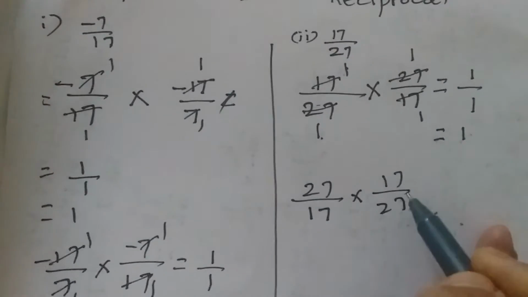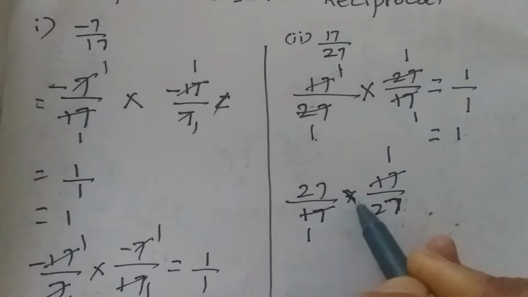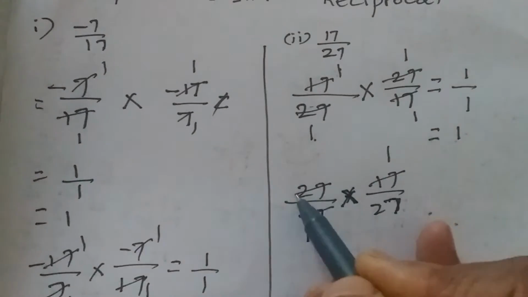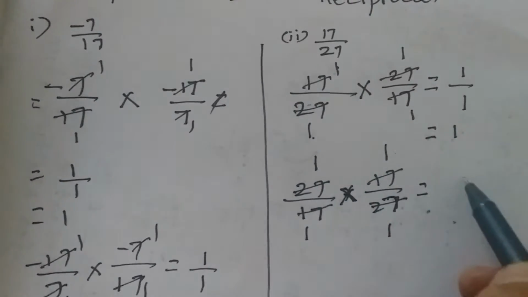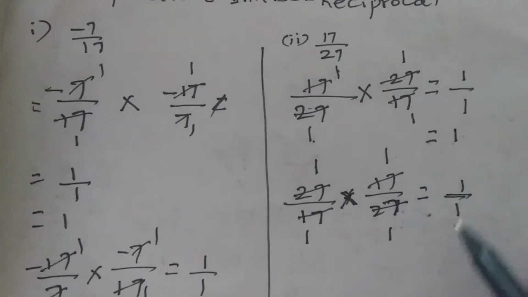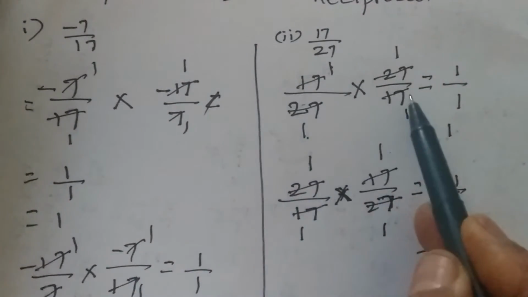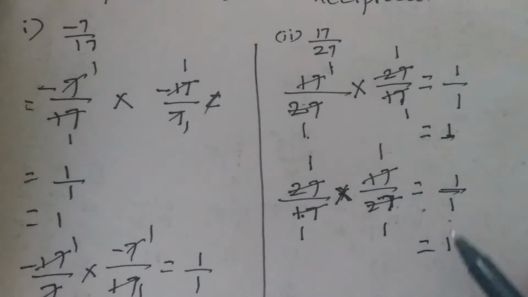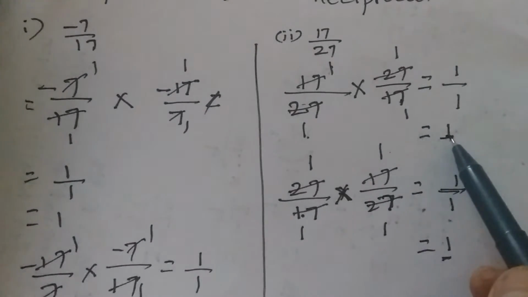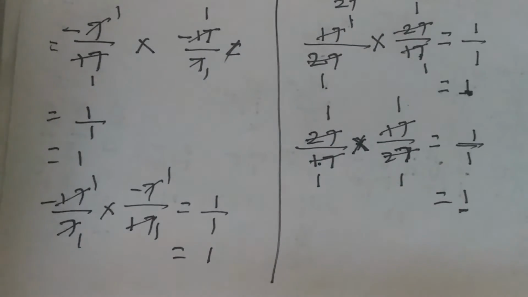And here also your answer should be 1. So 17 ones are 17, 17 ones are 17. Because it's multiplication, LCM is not needed. We are just cancelling. 27 ones are 27, 27 ones are 27. 1 ones are 1, 1 ones are 1, and 1 by 1 is 1. So however you multiply the given number into the reciprocal, your answer should be 1, which is the identity element of multiplication. Therefore, the multiplicative inverse property is true.